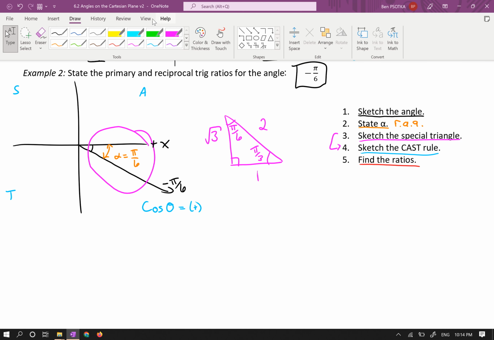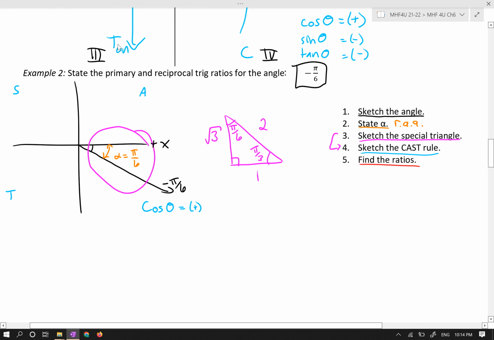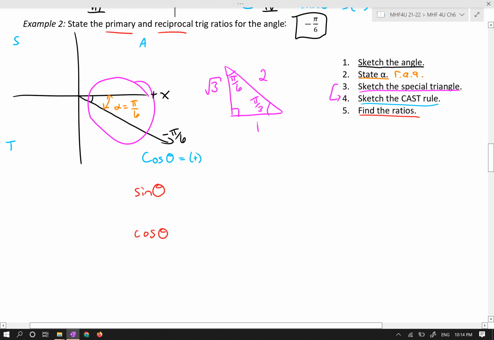Now we need to find those ratios. Remember, they ask us to find the primary and the reciprocal ratios for this angle. The primary ratios, those are the sine of theta, the cosine of theta, and the tangent of theta.